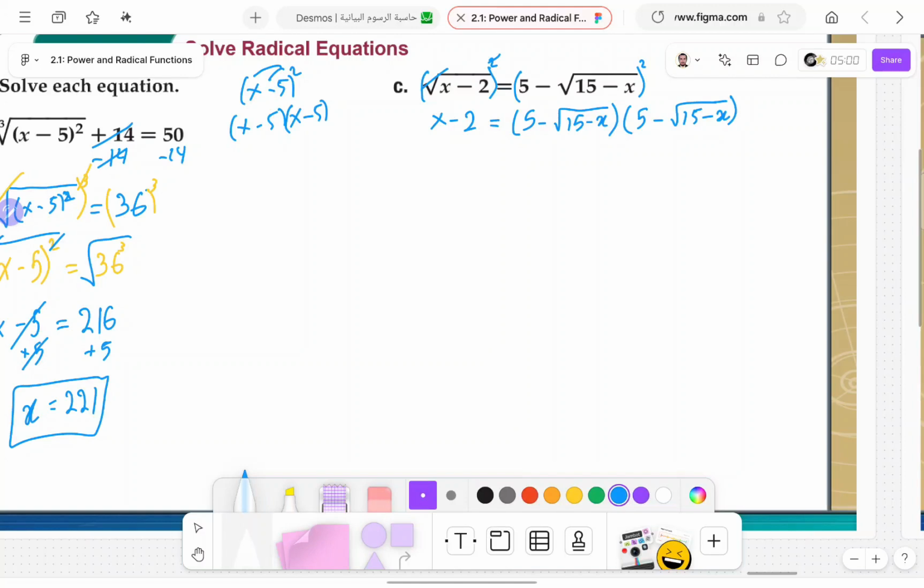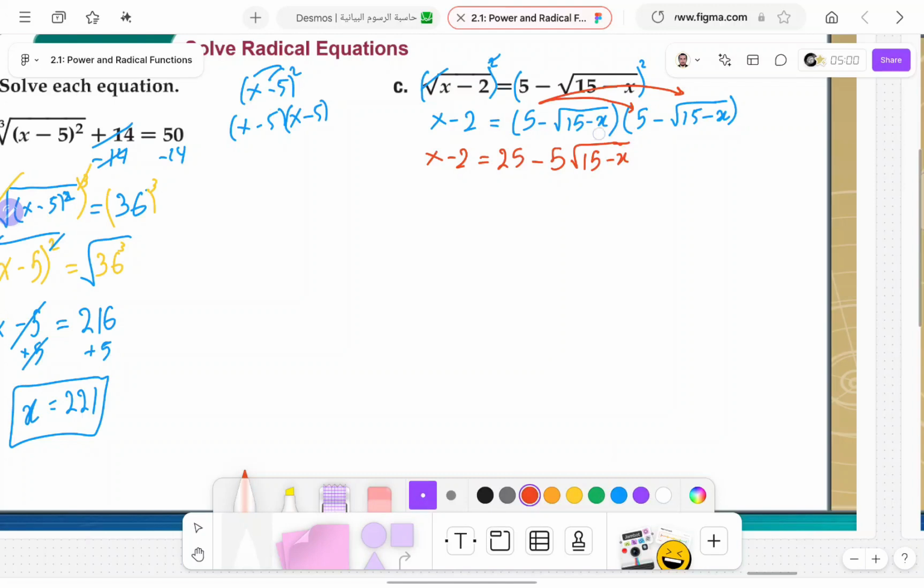Now what you have to do is use the distributive property. Let's keep this side the same, x minus 2. 5 times 5 is equal to 25. Now negative square root of, before negative. Now 5 times the square root: you just multiply the number and put the number in front of the square root. So negative 5 square root of 15 minus x. When you multiply a number with a square root, just put the number in front of the square root. That's it. You don't have to do anything more.